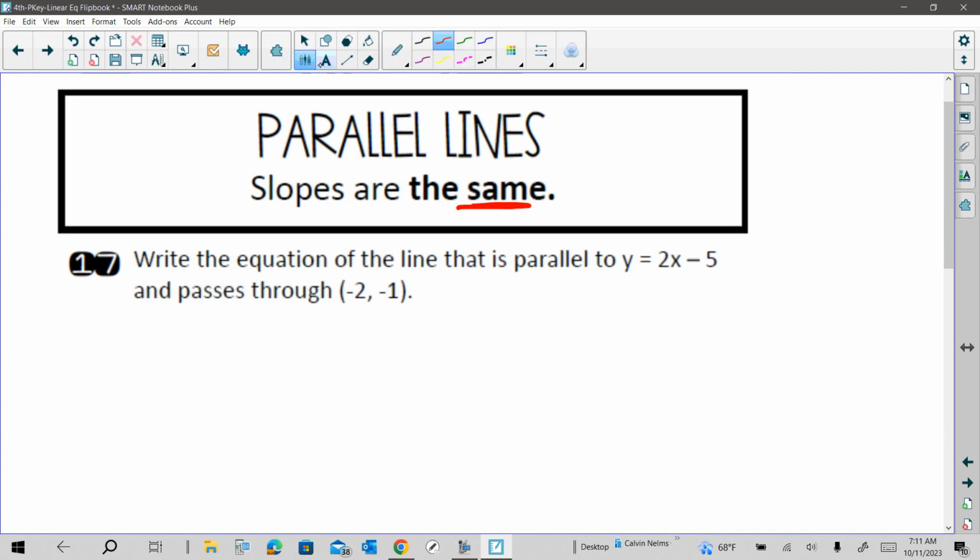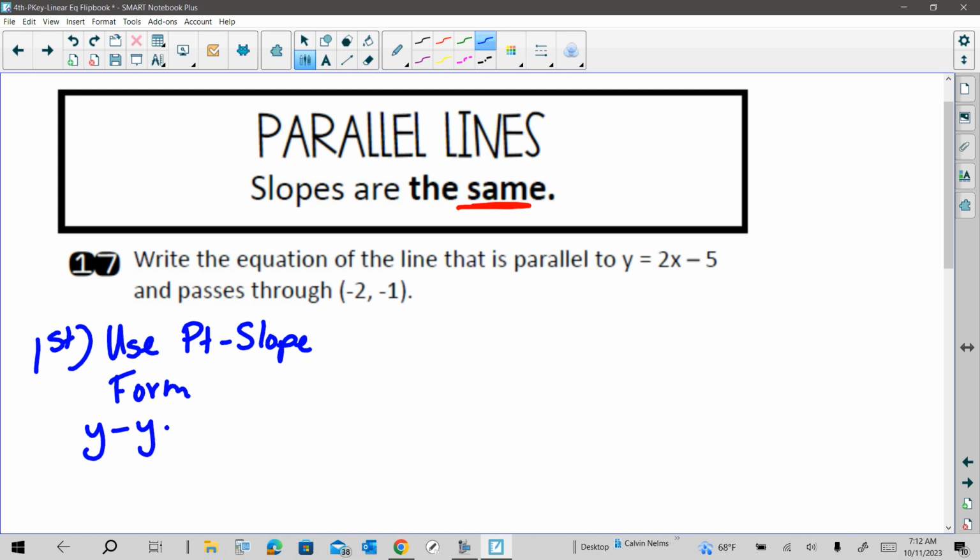is put it in point slope form. Okay, so point slope form is y minus y1 equals m parentheses x minus x1. The reason I want to use that is because it's the easiest form to plug in the parts when I'm given a point. So we're given this point right here, x1 and y1, of -2 and -1. And my slope, if it's in slope-intercept form, is the number in front of x. So here my m equals 2.